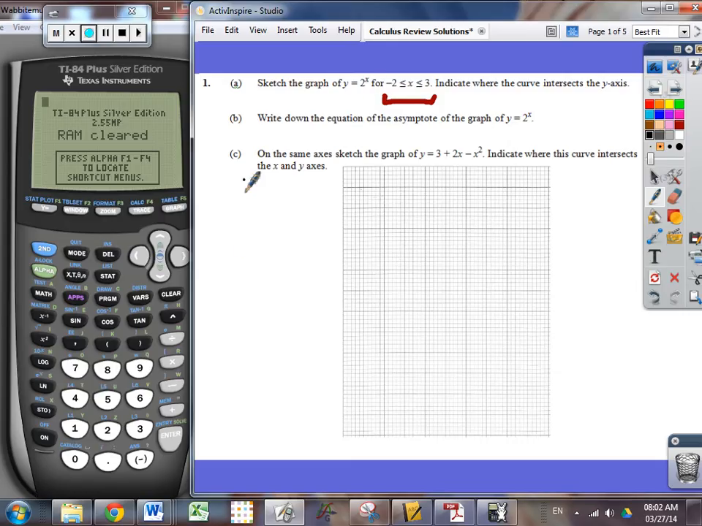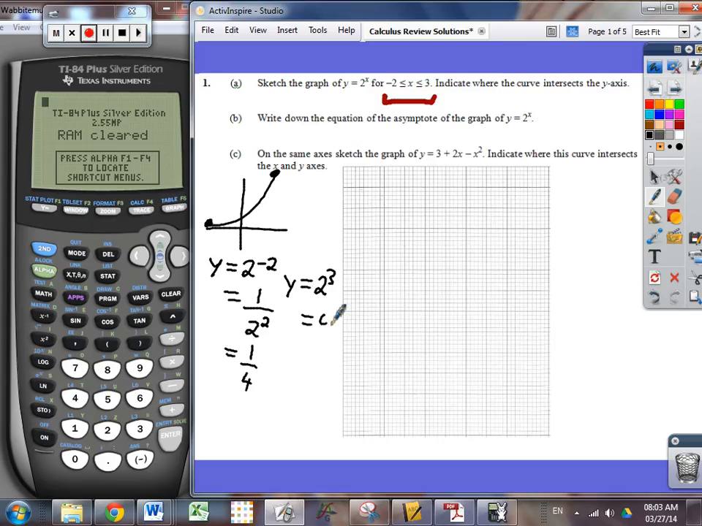Y equals 2 to the x, of course, is going to look like one of these, isn't it? It's exponential growth because the base is greater than 1. And so I calculated what my endpoints were going to be. I typed in my left endpoint of -2. If I do y equals 2 to the -2, which is 1 over 2 to the +2, I get 1/4. And if I do y equals 2 to the power of +3, I of course get 8.